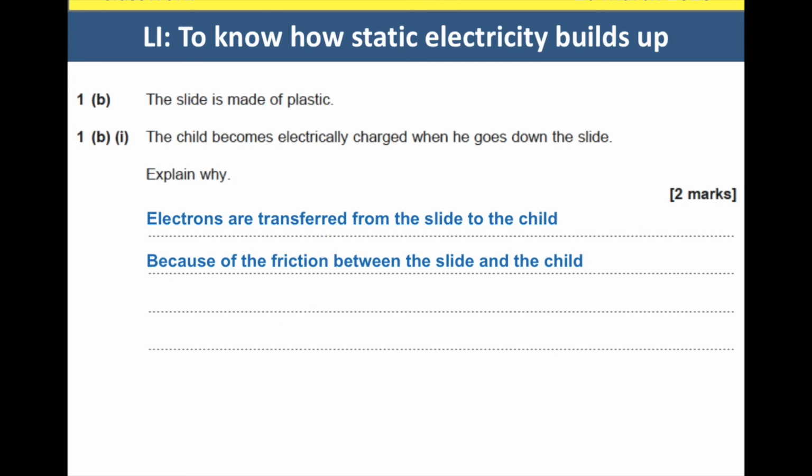So you can say, to get the marks, 1 mark for saying electrons are transferred from the slide to the child, or the other way around, and then the second mark is for saying that happens because of friction between the slide and the child. Please note though that it's not enough to get that second mark if you just say because of friction. You need to be specific about where the friction is, because the child is obviously moving over the slide and they are two surfaces that are moving past each other and touching each other. That is where the friction is. So you would need to say it's because of friction between the slide and the child.